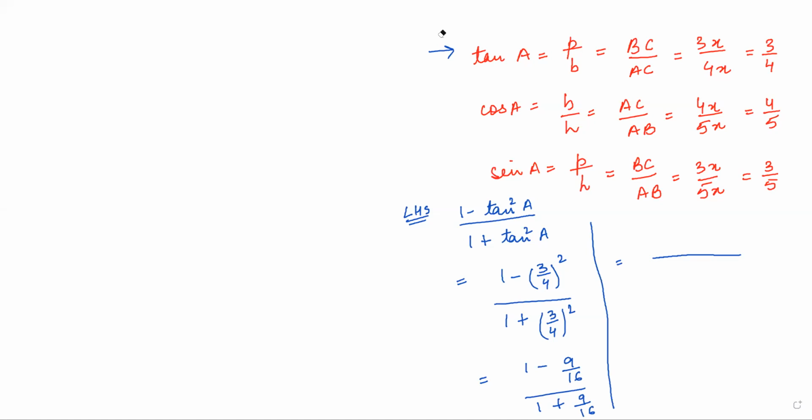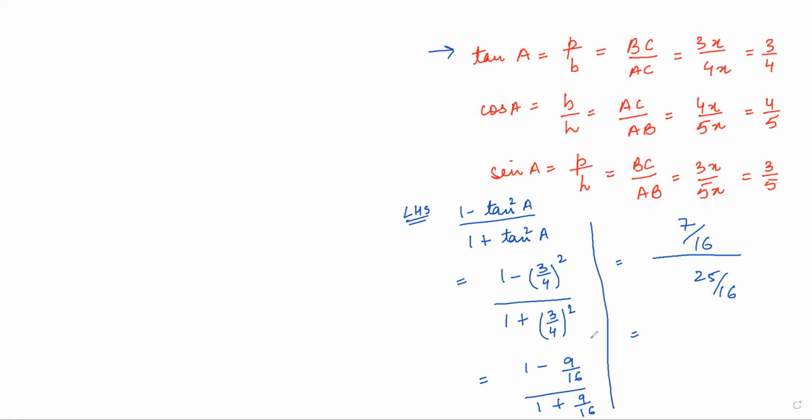16 minus 9 by 16. Yeah, that's good. So basically when you have fractions and you're adding or subtracting, you always take the LCM, right? Yes, ma'am. Okay, so finally you got 16 minus 9, so you have got 7 by 16 and then you have got 25 by 16. Okay, so what will I do now?